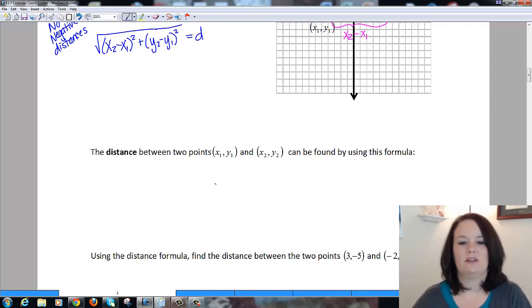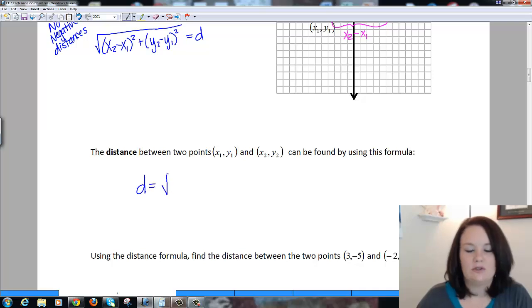Down here, it says the distance between 2 points x1, y1 and x2, y2 can be found by using this formula that we just came up with. The distance is equal to the square root of x2 minus x1 squared plus y2 minus y1 squared.